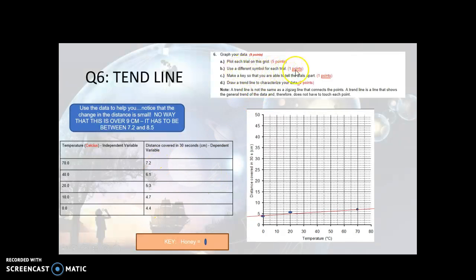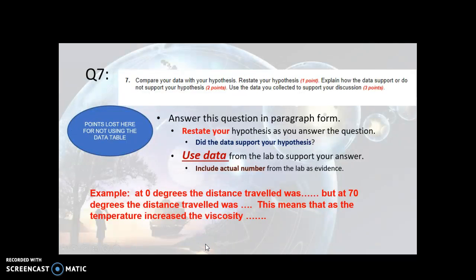You don't need to use a different symbol for each trial because there was only one trial. You just need to have one key. If you did, that's okay. You're not going to lose points for that, but that's how you get your points.